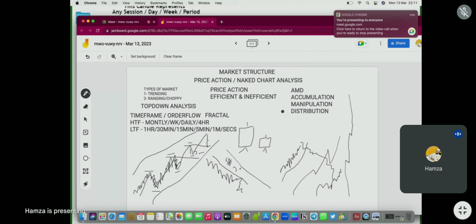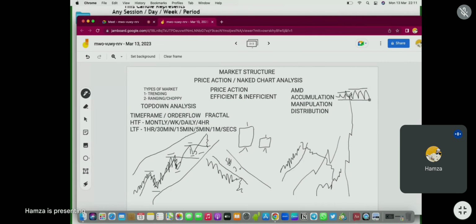Now, at any given time, price is in one of three phases. Either price is accumulating, or price is in a manipulation phase, or a distribution phase. I'll show you on the chart. So the question you need to ask is, when does price normally accumulate? Well, when there's little to no volatility in the market, price usually accumulates. It fails to have a clear trending direction, so it moves in a range. It makes what we call equal highs and equal lows.